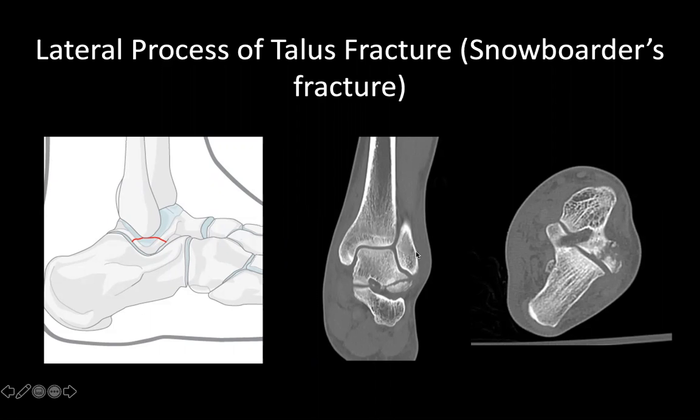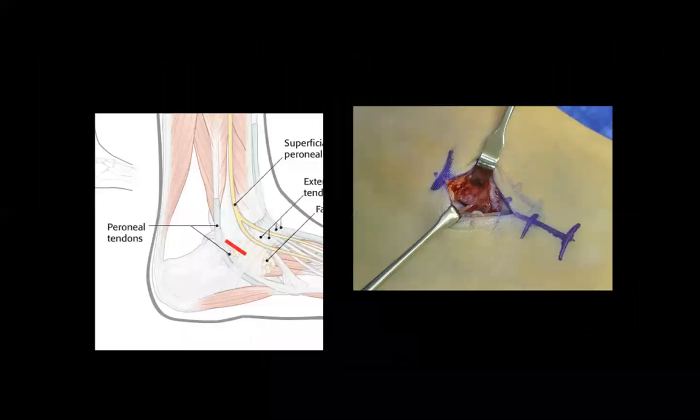And they kind of come in 3 flavors. They can be completely non-displaced, which you can treat conservatively. They can be really small, in which case you would also treat them conservatively. But if they're large and have any amount of displacement, then generally we treat them operatively. You can treat it through a sinus tarsi style incision, extending from the tip of the fibula distally. That will put you right down on the lateral process.